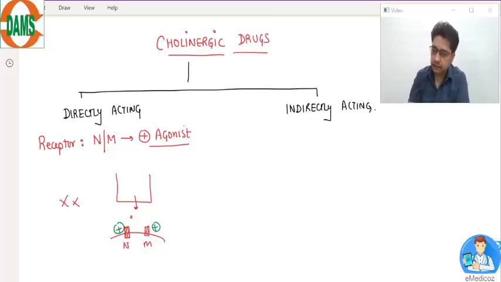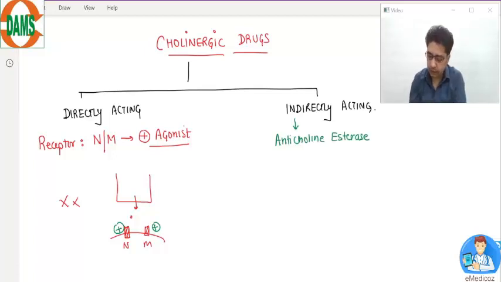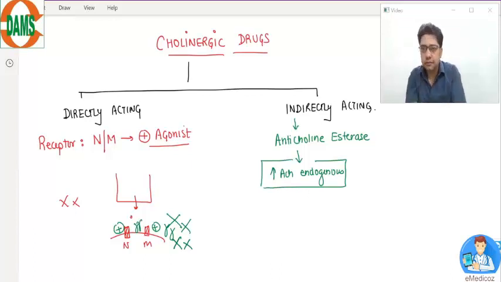Now, what about indirectly acting drugs? Indirectly acting drugs are anticholinesterase. I hope you remember the word anticholinesterase. Why anticholinesterase? There was some enzyme linked out here, and this enzyme was responsible for degradation of acetylcholine. So if you inhibit this enzyme, what will happen? The endogenous level of acetylcholine will increase, and that acetylcholine will act on the receptors. You don't have to make this diagram.